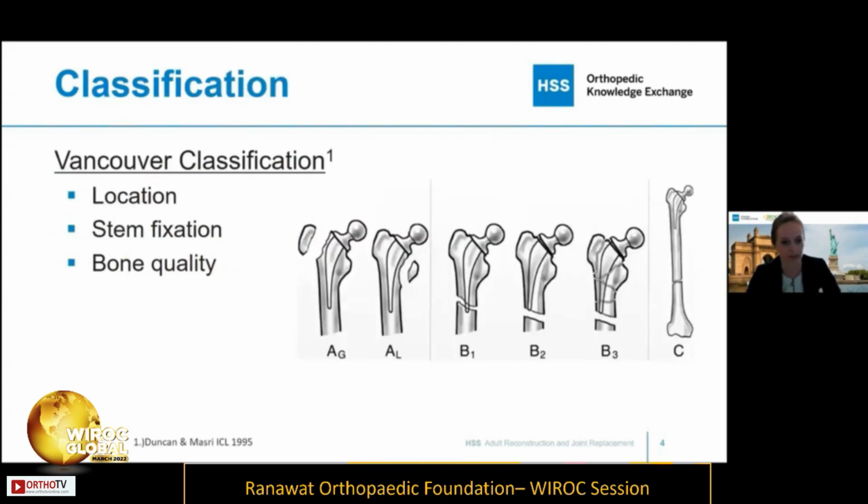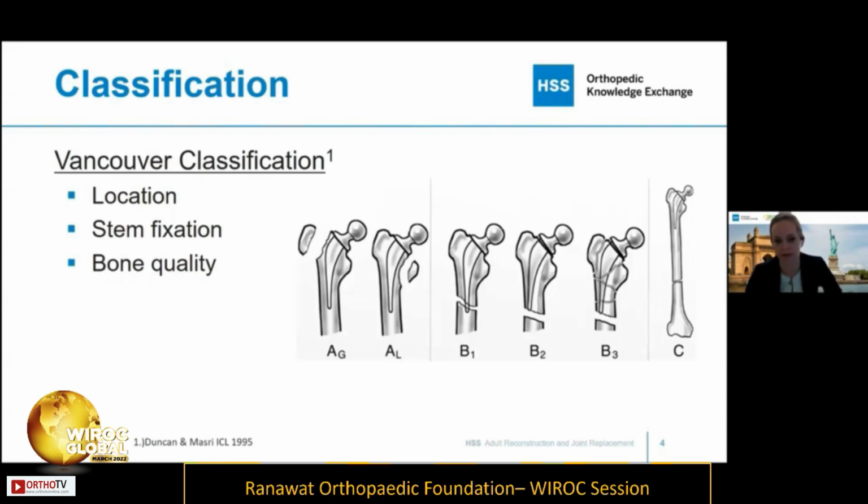So the Vancouver classification came about in the 90s out of Vancouver, and was really based on a cemented stem model. So although it's not a perfect classification for today's world, it does give us a lot of help because it is predictive of how these fractures should be treated according to classification. So you have the A's, which is both the greater or the lesser involved, and that typically is a stable stem with a greater trochanter fracture or lesser trochanter fracture.